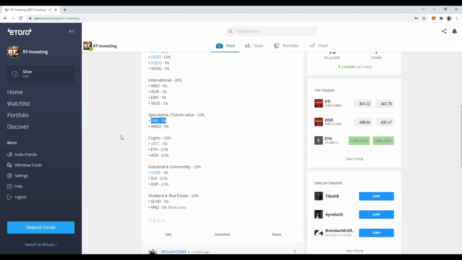And then also we have ARKQ. Now ARKQ is the autonomous. It's managed by ARK Invest. I love ARK Invest. This is an ETF managed by them, and this is specifically focused on the autonomous vehicles. And I also believe that the EV and the autonomous vehicle industry is something that's going to really grow in the future. And so we definitely want to have exposure to that.